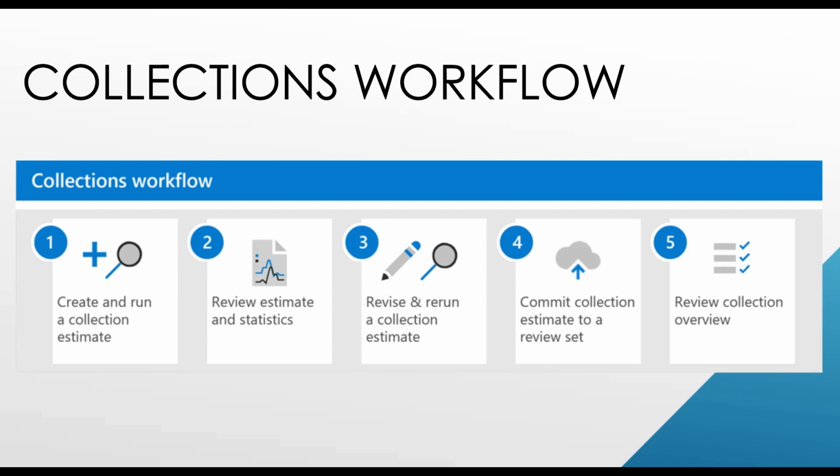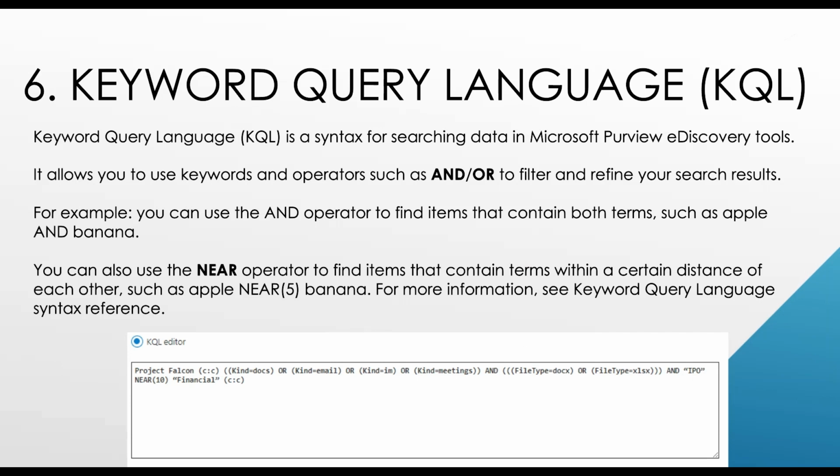All right. Now, let's take a look at keyword query language. KQL, as it's known, is a syntax for searching data in Microsoft Purview eDiscovery tools. It allows you to use keywords and operators such as AND, OR, very important, and I'll come to that in just a moment, to filter and refine your search results. For example, you can use the AND operator to find items that contain both terms, such as apple and banana. You can also use the NEAR operator to find items that contain terms within a certain distance of each other, such as apple NEAR 5 banana.